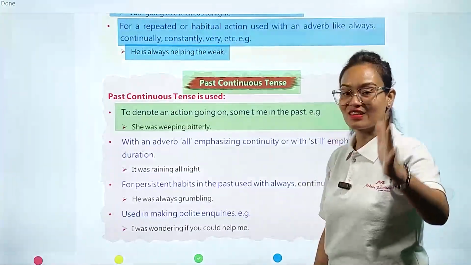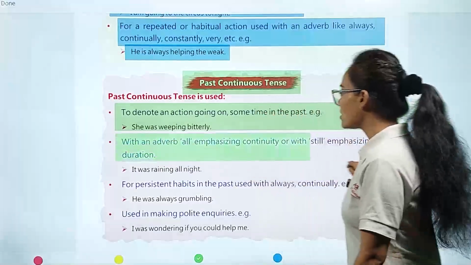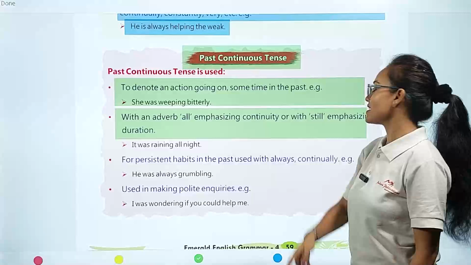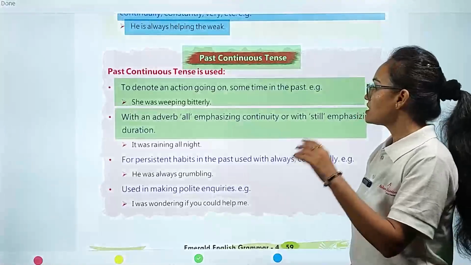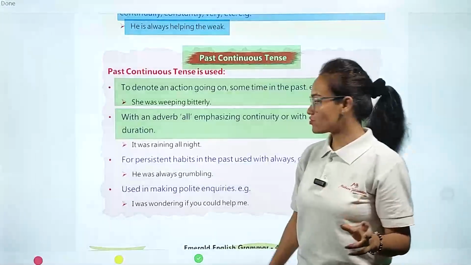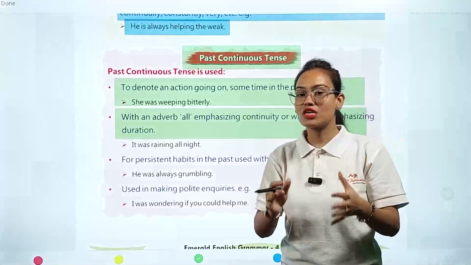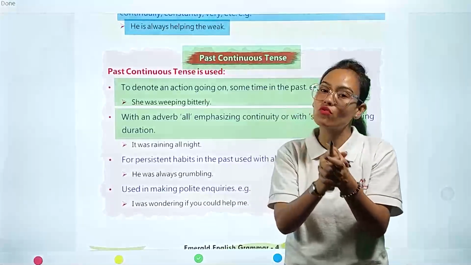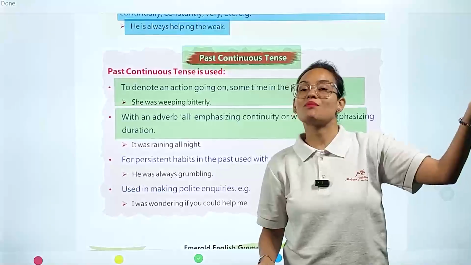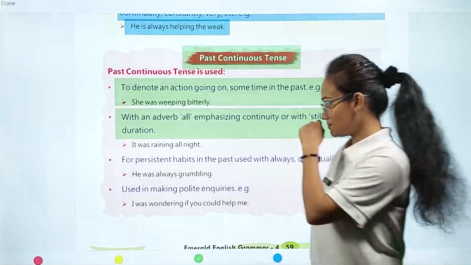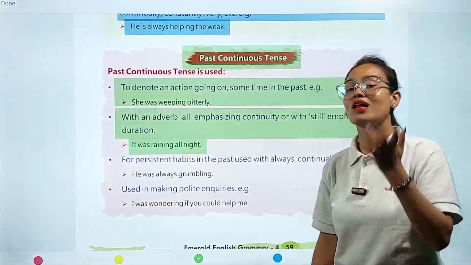Weeping means crying. Now, with an adverb like all emphasizing continuity, or with still emphasizing duration. Whenever we use any emphasizing word, emphasizing means putting pressure on a particular word, but in the past, here we also use our past continuous tense. Example: it was raining all night.